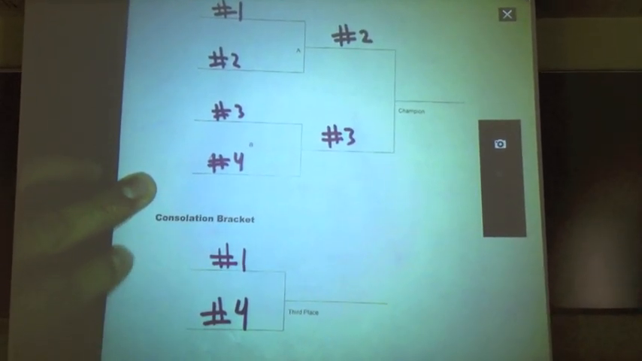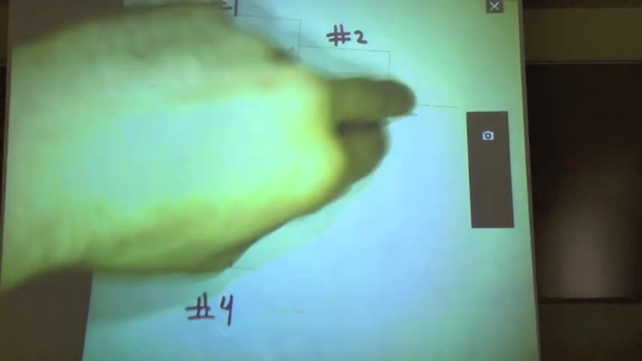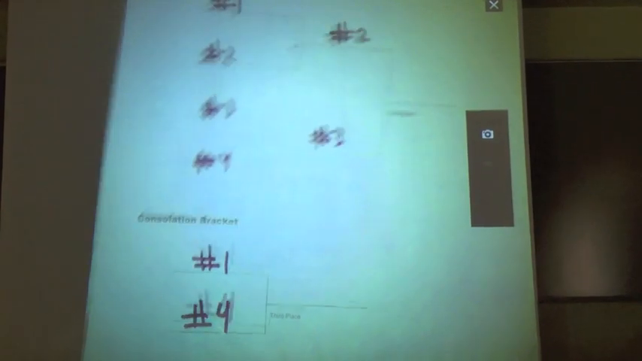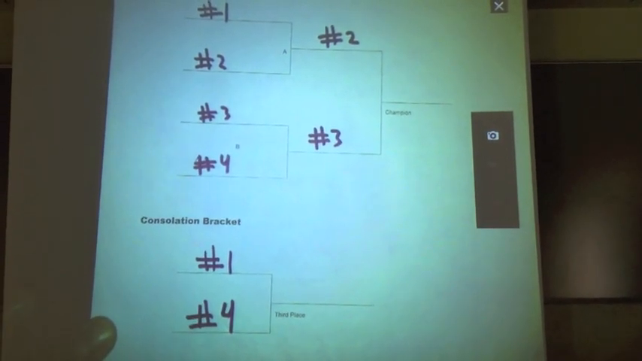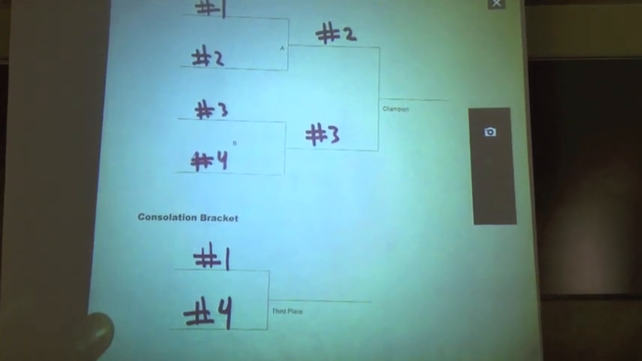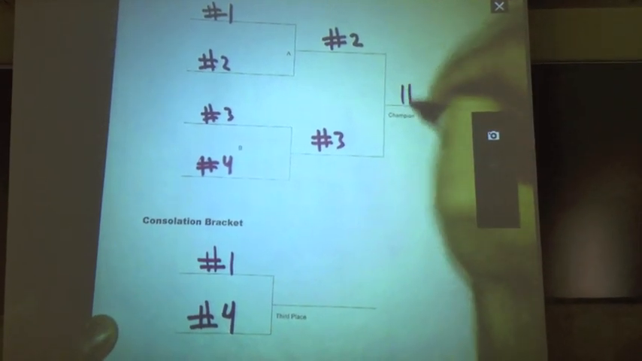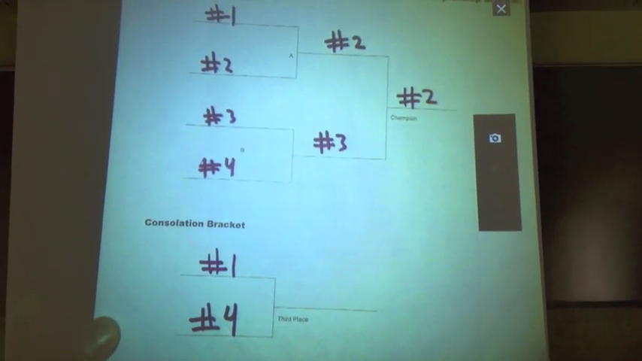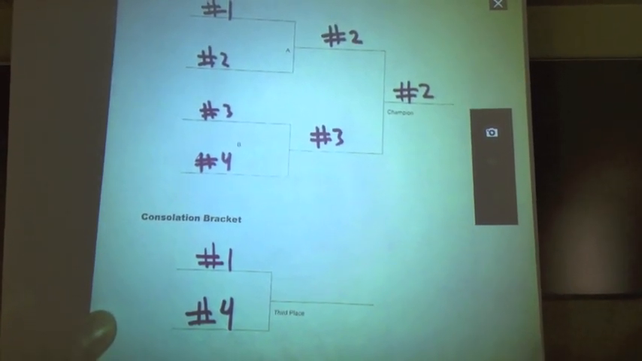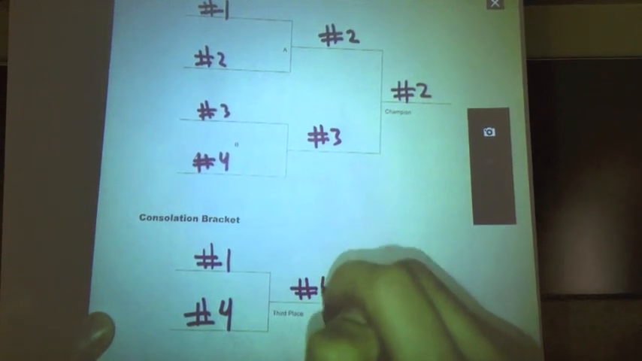So now we're at the finals. We have number 2 and number 3. They're going to battle for the championship for first place. And then we have number 1 and number 4. They're going to battle for 3rd place, and the loser, of course, will be 4th place. So out of 2 and 3, let's just say number 2 wins. Number 2 beats out 3. And we have number 1 and number 4. Say number 1 beats out 4.